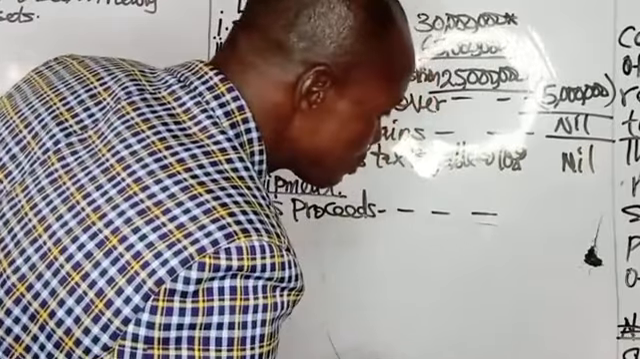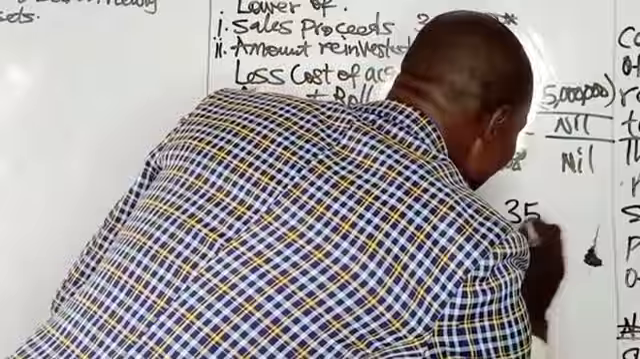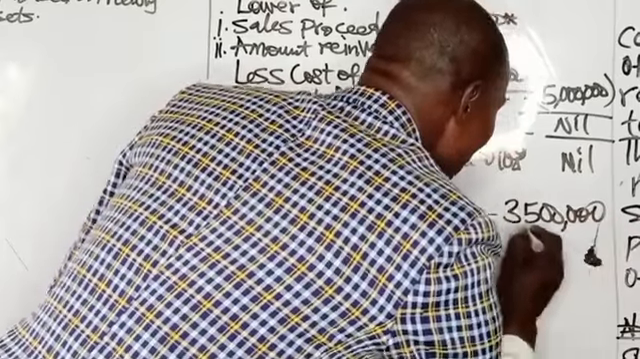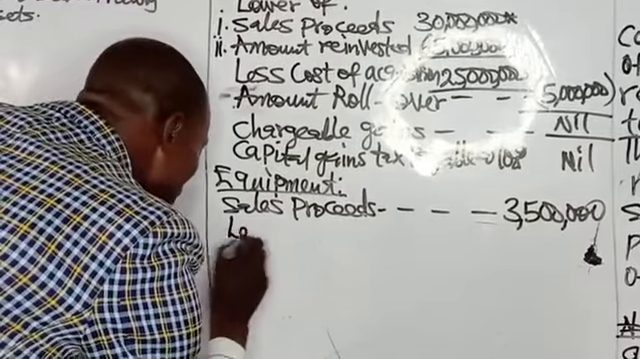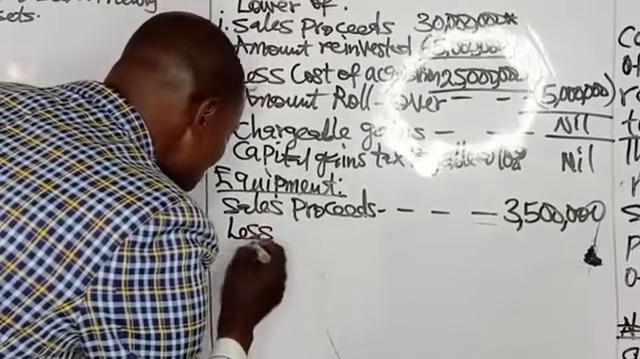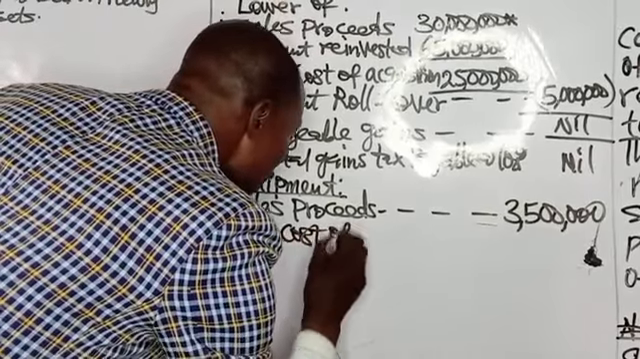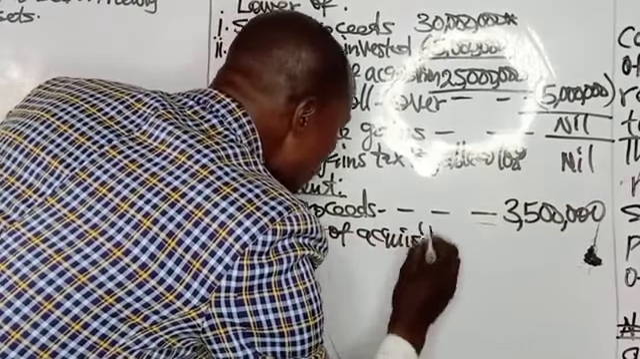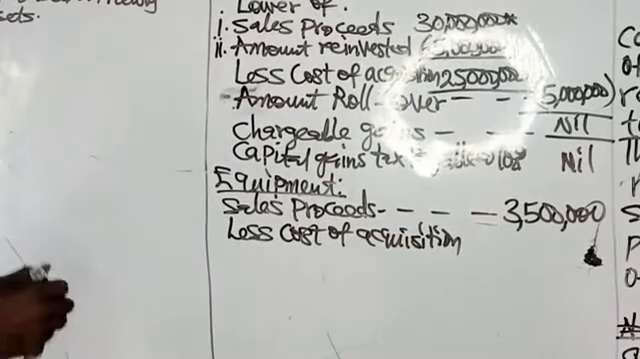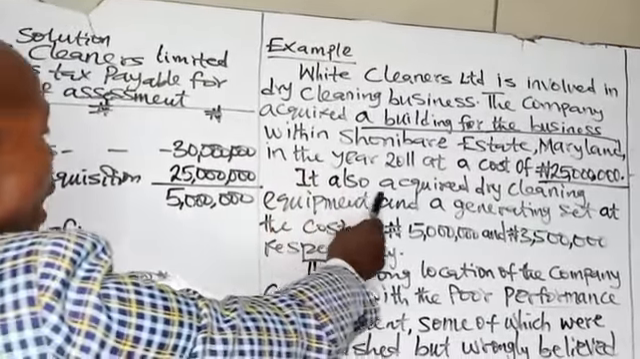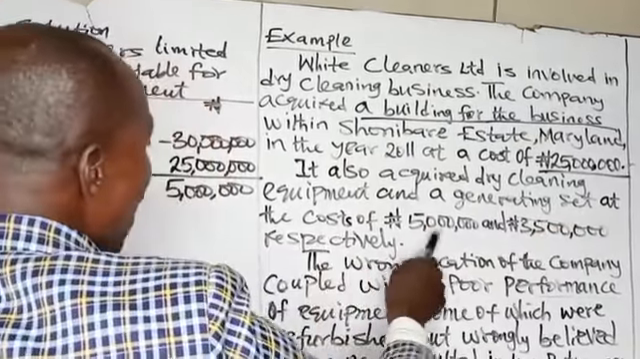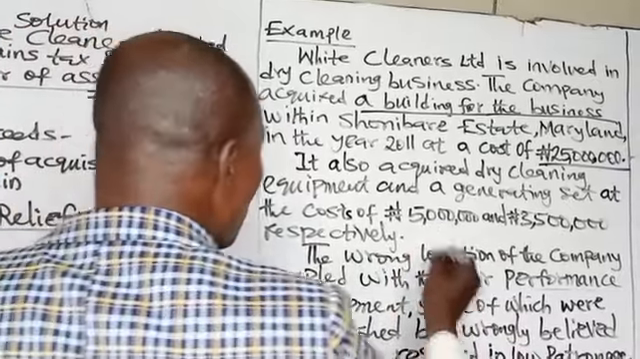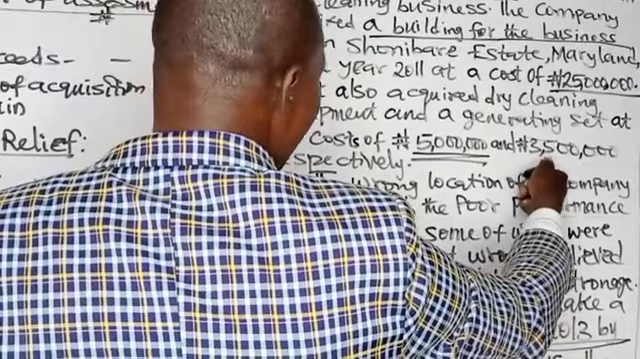So which is 3.5 million naira. The sales proceeds of equipment is 3.5 million. Less cost of acquisition. Since there is no allowable expenses, so less cost of acquisition, as at the time of acquisition, the equipment was bought for... So we have, it also acquired dry cleaning equipment and generating sets at the cost of 5 million and 3.5 million. So the cost of equipment is 5 million, while for generating set 3.5 million.